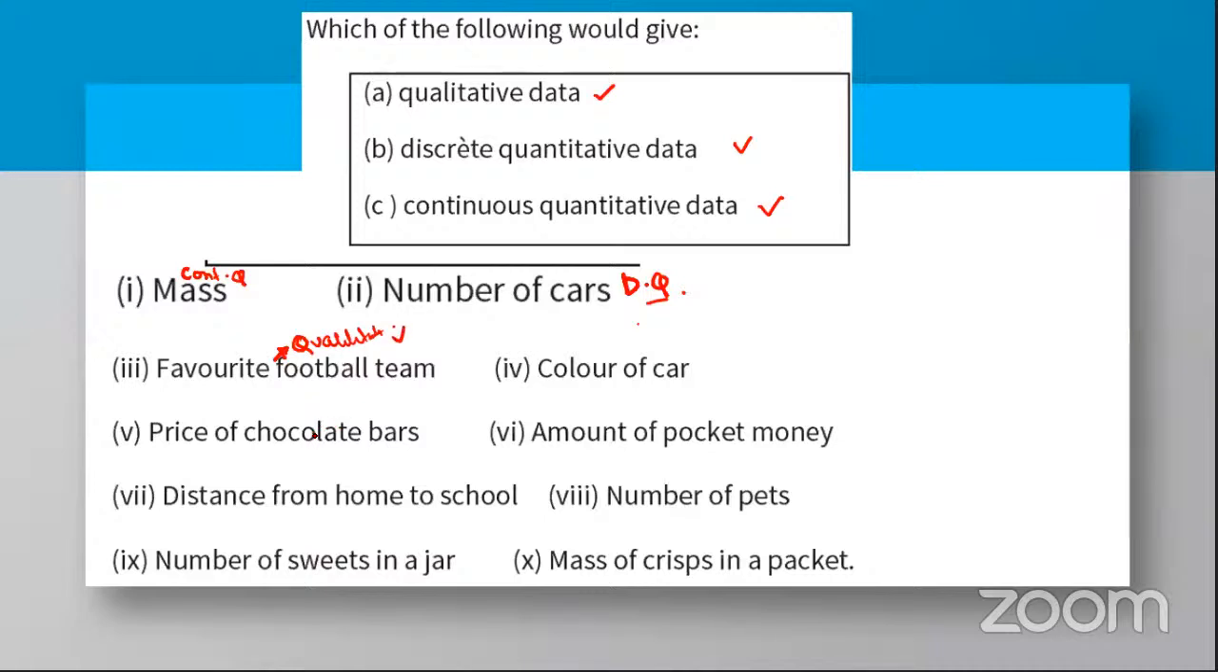How about the price of chocolate bars? Which type of data is it? Teacher, it is continuous quantitative data. This one, the price. Yes, it is continuous quantitative data. How about the distance from home to school? It is discrete quantitative data. Discrete quantitative, uh-huh.